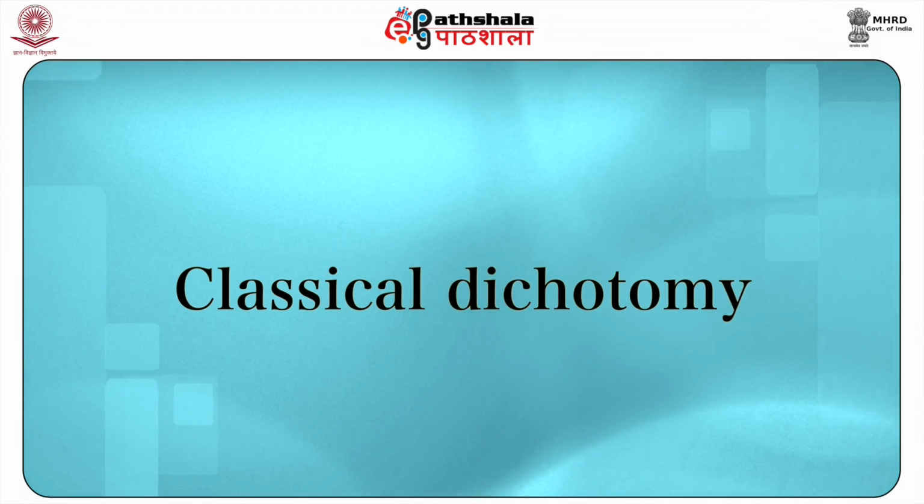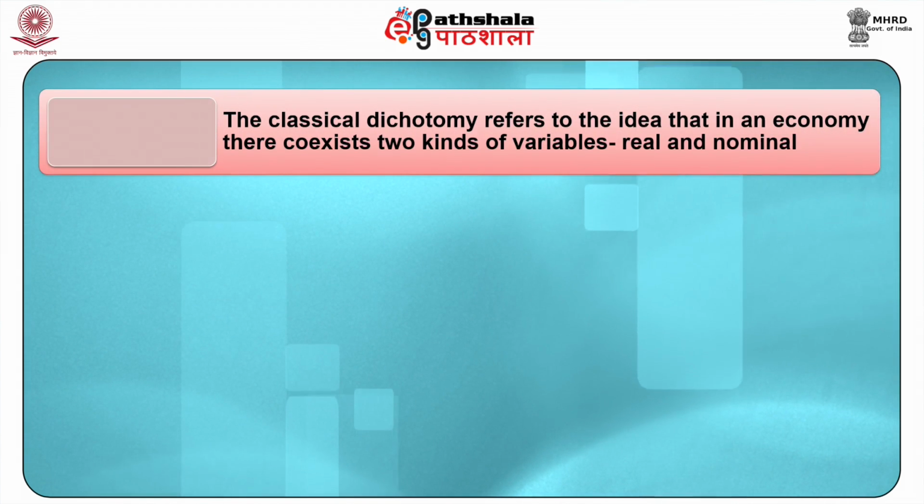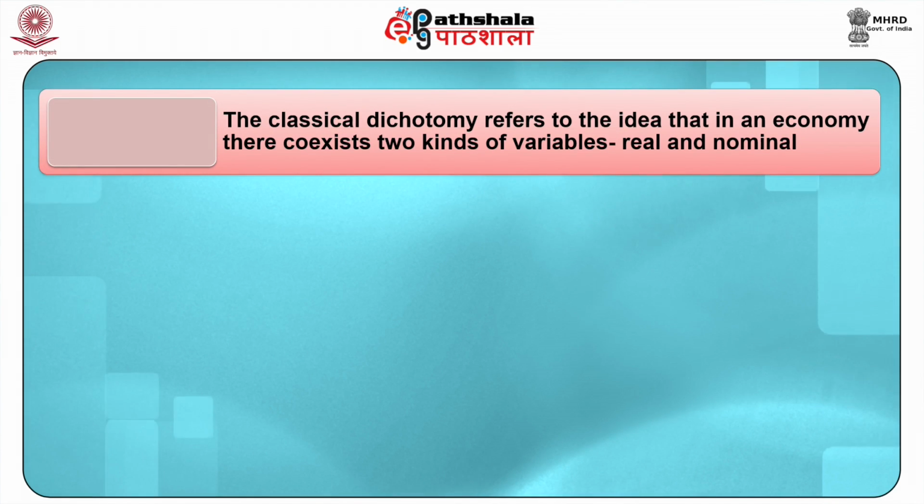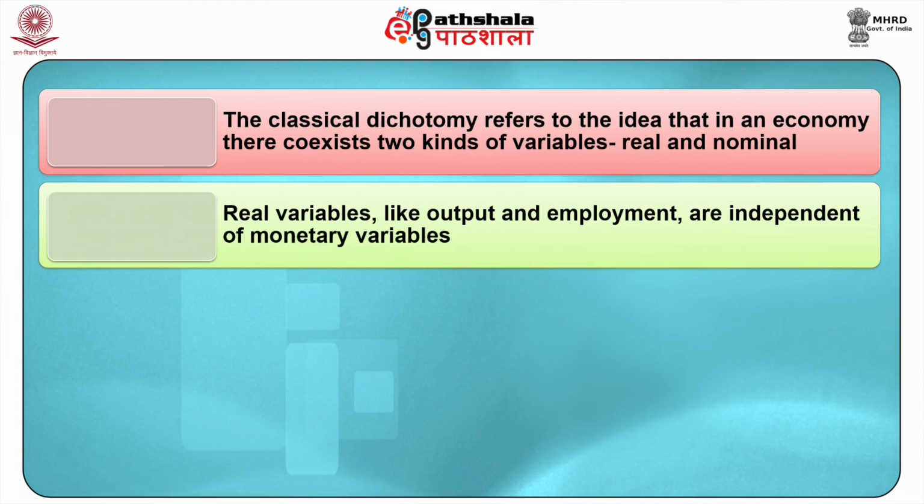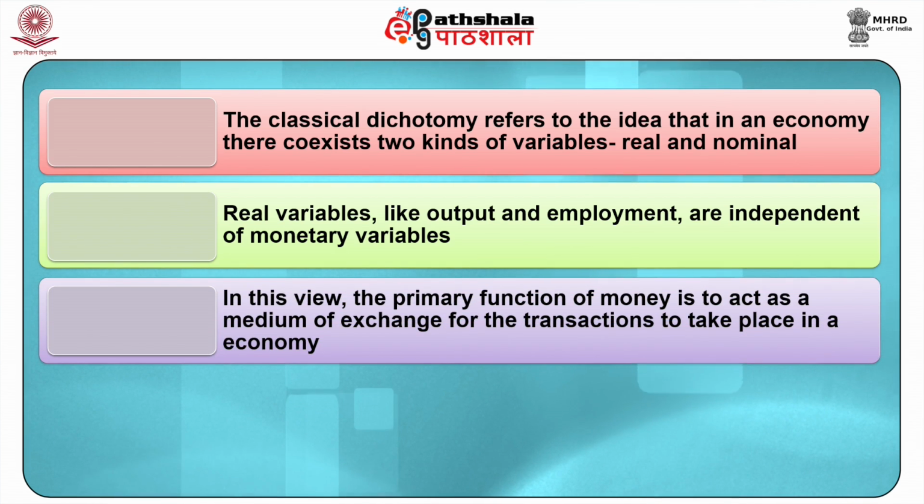Now, we shall understand the classical dichotomy. The classical dichotomy refers to the idea that in an economy there coexist two kinds of variables, real and nominal. Real variables like output and employment are independent of monetary variables. In this view, the primary function of money is to act as a medium of exchange for the transactions to take place in an economy.